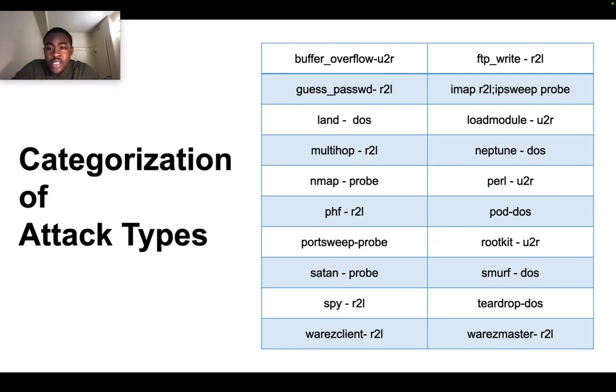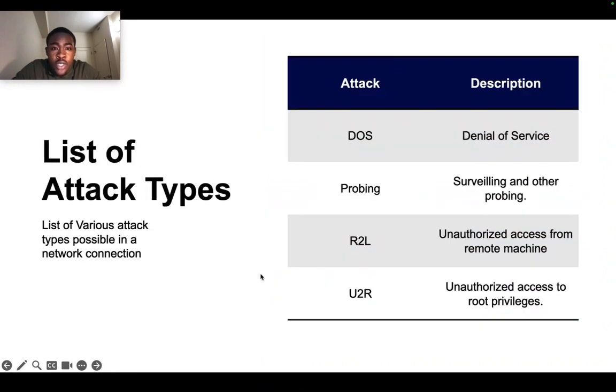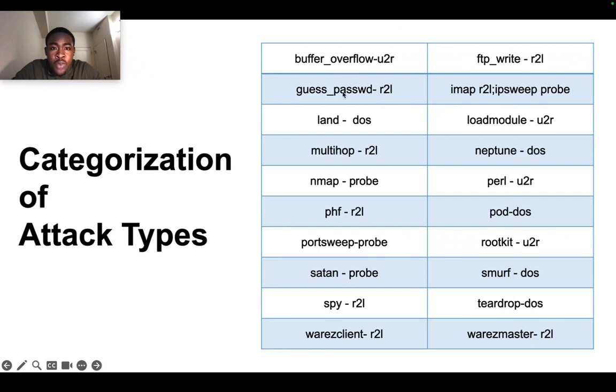As you can see, here are the categorizations of attack types. And if you notice, each one falls under one of these four: DOS, probe, R2L, or U2R. So here is buffer overflow, guess password, and so on and so forth.